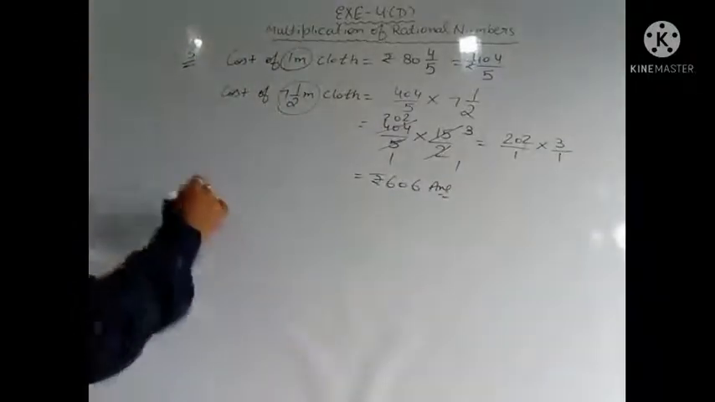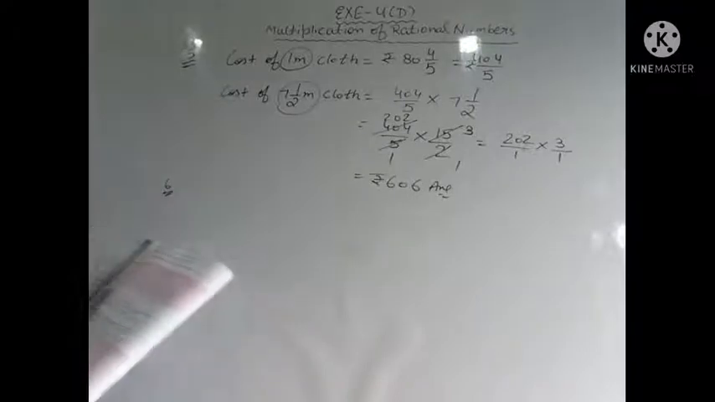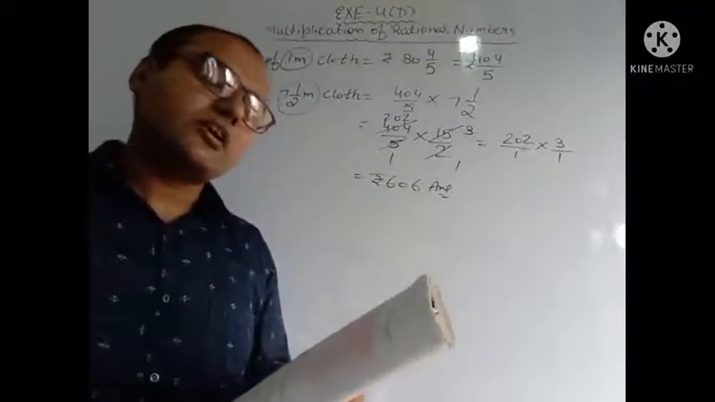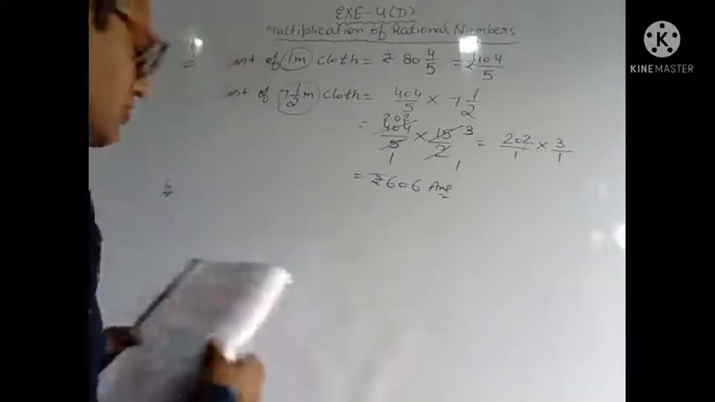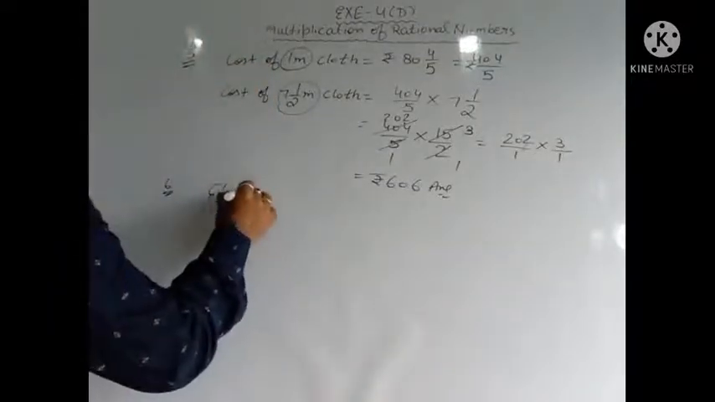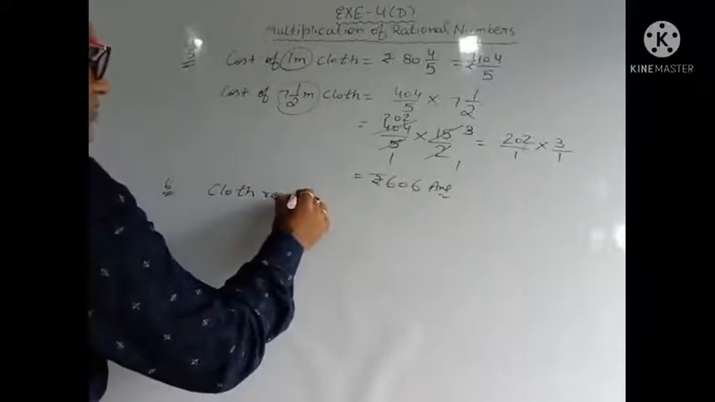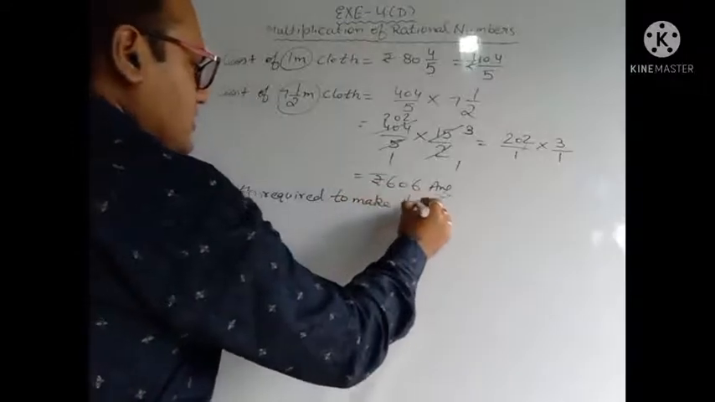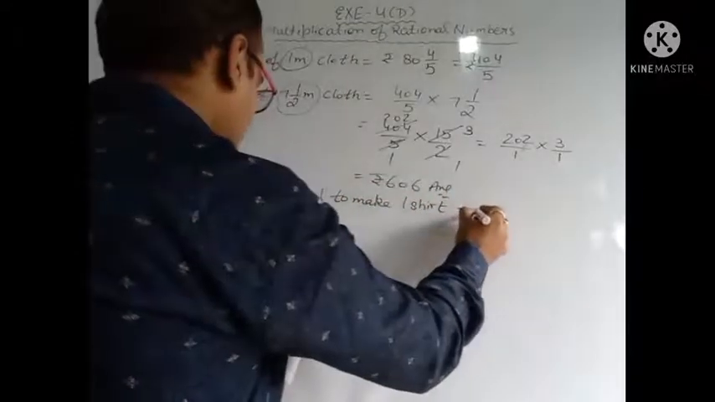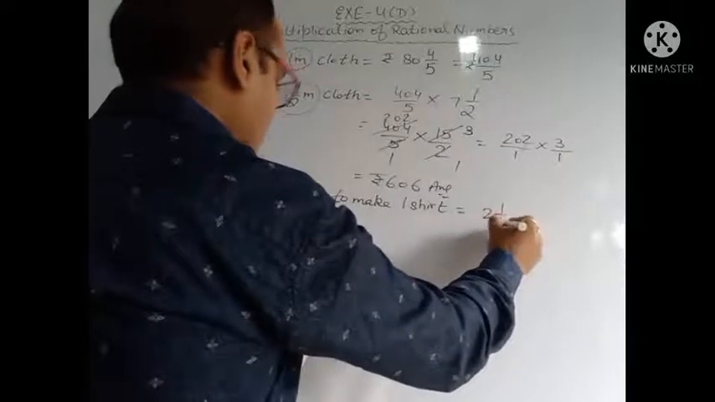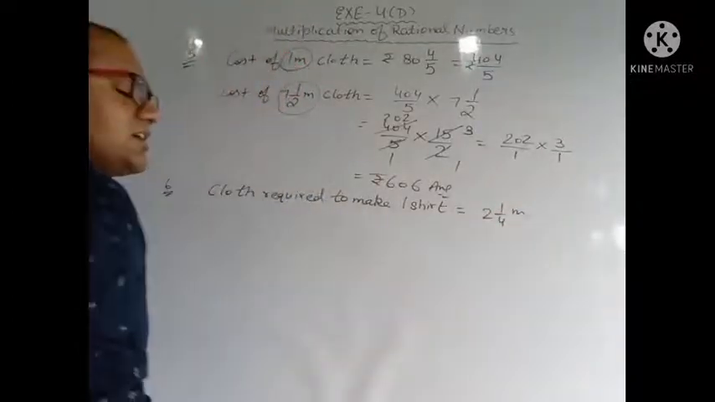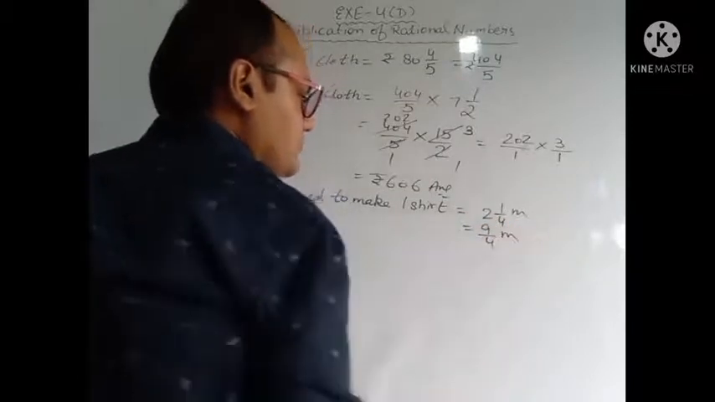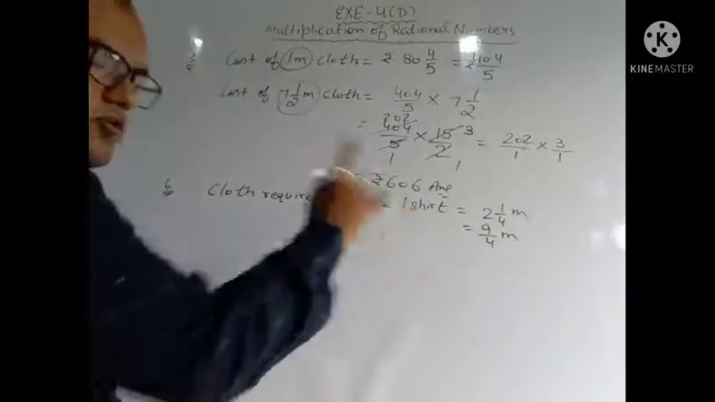Now question number 6. A shirt requires 2 whole 1/4 meter of cloth. A means one shirt. So the cloth required for one shirt is given in the question. How much cloth is required to make one shirt? 2 whole 1/4 meter. When we change it into improper, we get 9/4 meter. So this much cloth is required for one shirt.